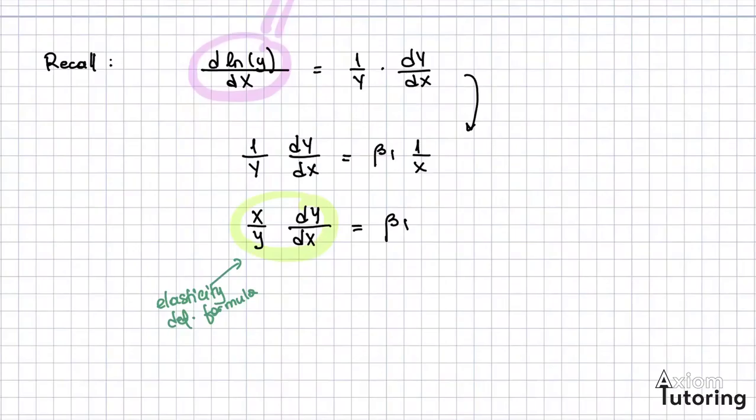Now, why is elasticity constant? Linking it back to the intuition that we saw in the previous video. Look very carefully on your right-hand side. You only have a beta 1. You don't have an x. So it means that there is no x left in the final expression, and elasticity does not depend on the level of x. That's why the log-log model assumes constant elasticity.